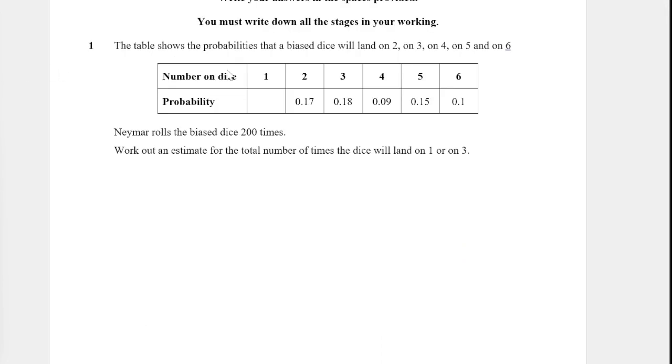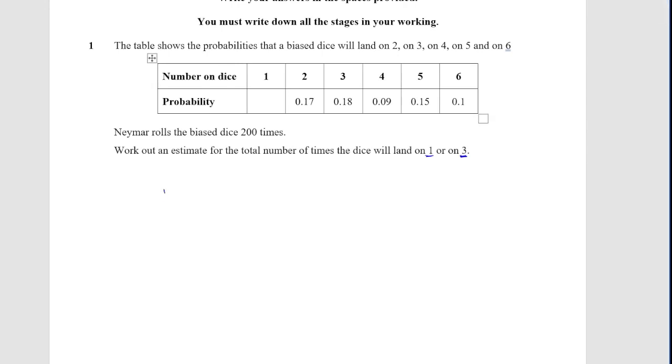Okay, question 1. A table shows information about the probability that a biased dice will land on a 2, 3, 4, or 5 or 6. Nima rolls the biased dice 200 times. Work out an estimate for the total number of times it will land on a 1 or a 3.